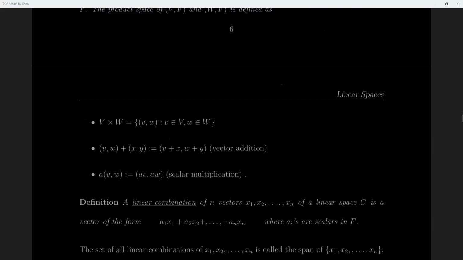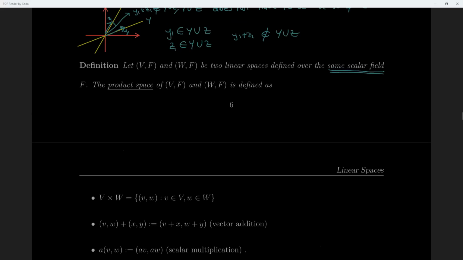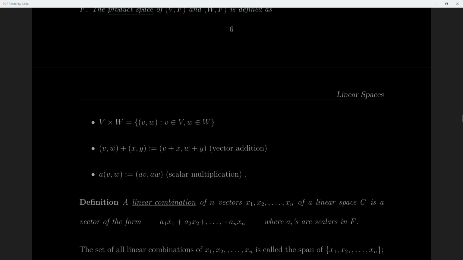You can define the addition operation by the vector addition operation of the corresponding vector spaces. And you can define the scalar multiplication, since they are sharing the same scalar field, by using the scalar multiplication operation of the corresponding vector spaces. Okay. And this way you can construct, for example, R square. Actually, this R square is the product space of R and R.